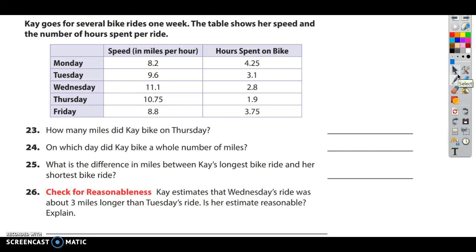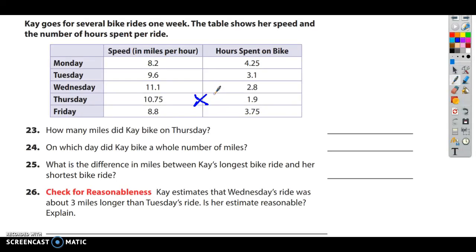What we would do is go to Thursday and multiply her speed. She goes 10.75 miles per 1 hour, and she did that for 1.9 hours. So we're going to multiply 10.75 times 1.9. Go ahead and do that now and hit pause, and when you're ready to resume, we can check our answer.